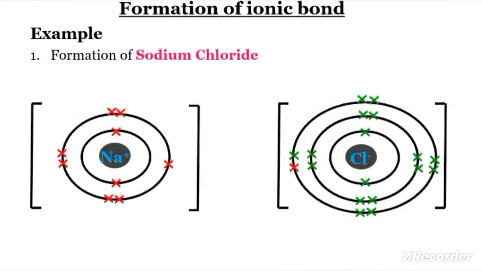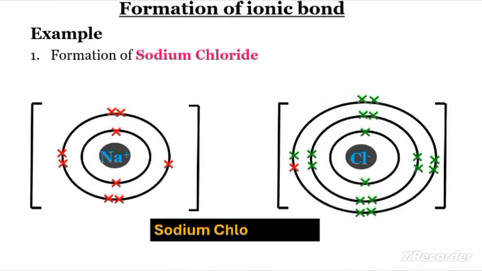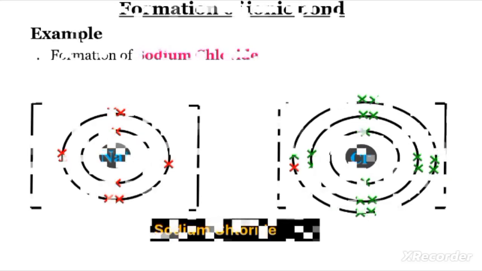Therefore, these are capable of forming a compound. We are now going to form a compound, and this compound will be called sodium chloride. So we have seen the formation of ionic bonds between sodium, which is a metal, and chlorine, a non-metal. We have illustrated the formation of an ionic compound.